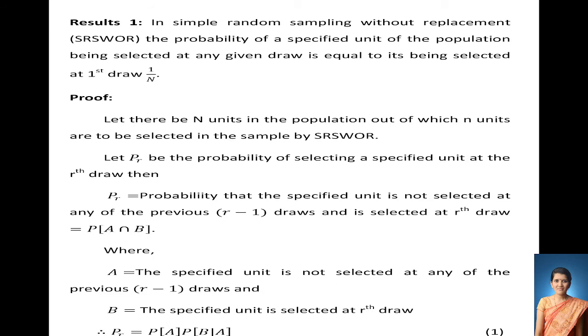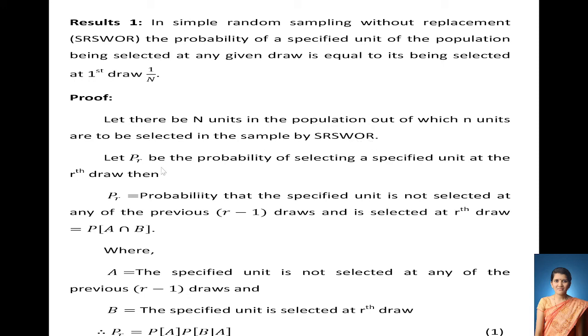So, there are some results in sampling technique. The first result is that in simple random sampling without replacement, SRSWOR, the probability of a specified unit of the population being selected at any given draw is equal to its being selected at the first draw, which is equal to 1 by N. So, we see the proof of this result. Let there be capital N units in the population, out of which n units are to be selected in the sample by SRSWOR.